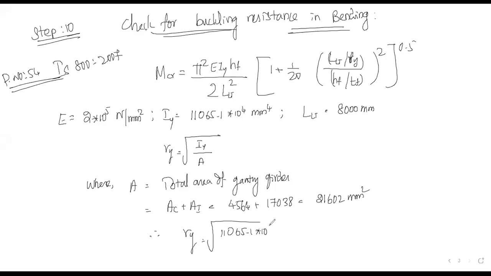Therefore the ry formula we are going to substitute as 11,065.1 into 10 to the power 4 divided by 21,602. So it becomes 71.57 mm, which is the value of ry. So next in this formula hf we need. They said that hf is the center to center distance between the flanges, correct? So that we have to calculate.